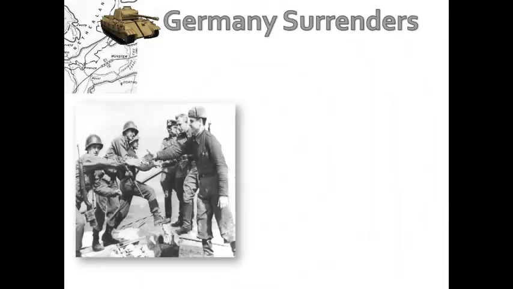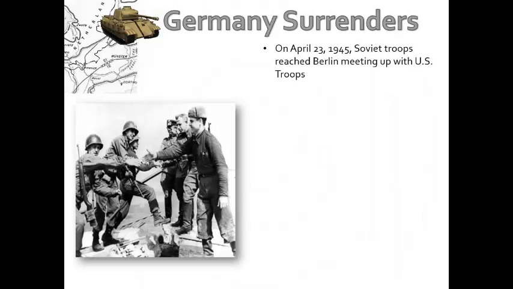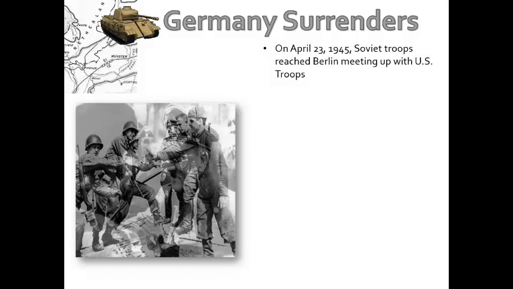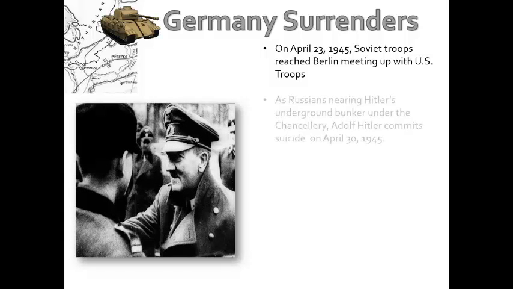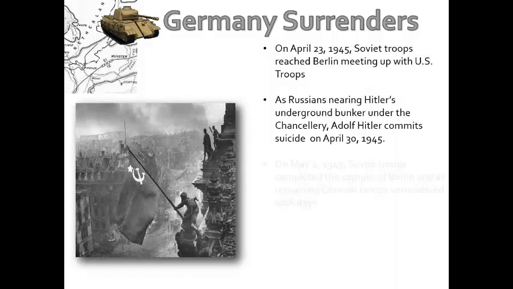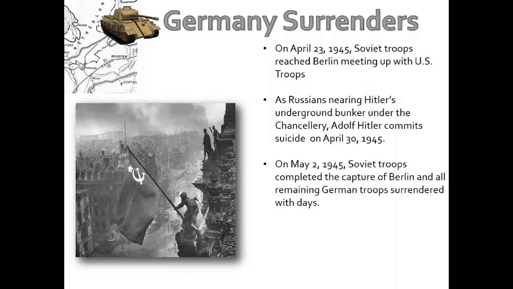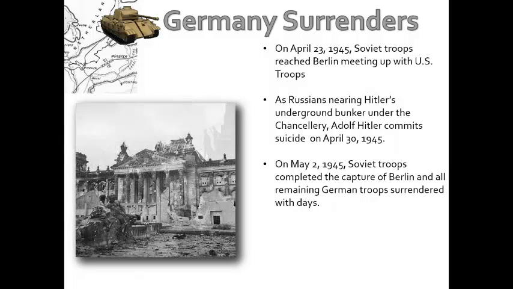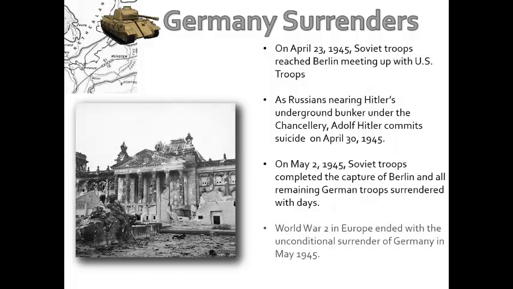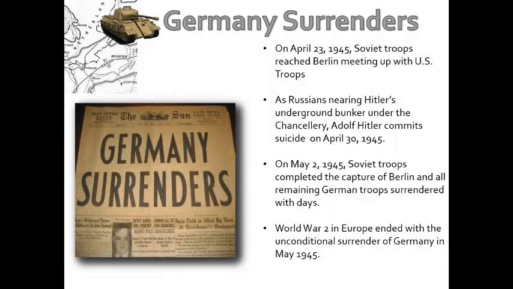On April 23, 1945, Soviet troops reached Berlin, with over 1 million men and more than 20,000 pieces of artillery. A few days later, Soviet troops advancing from the east met up with U.S. troops advancing from the west at the Elbe River. With the end of World War II imminent and the Russians nearing Hitler's underground bunker under the Chancellery building in Berlin, Nazi leader Adolf Hitler committed suicide on April 30, 1945.